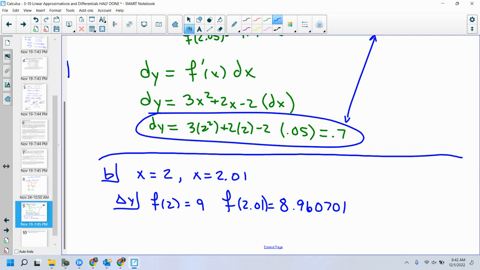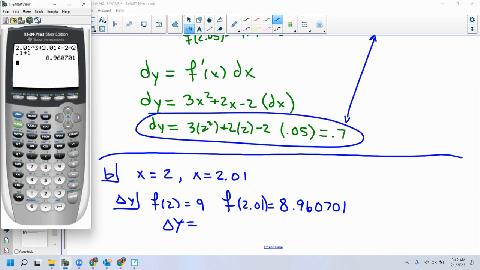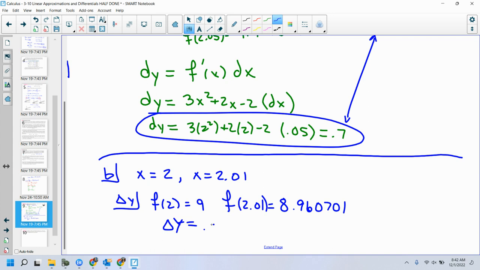So what is the true delta y? Well, delta y is equivalent to this value. Let me just minus 9, and we'll just say that it's positive. 0.39299. 0.039299.